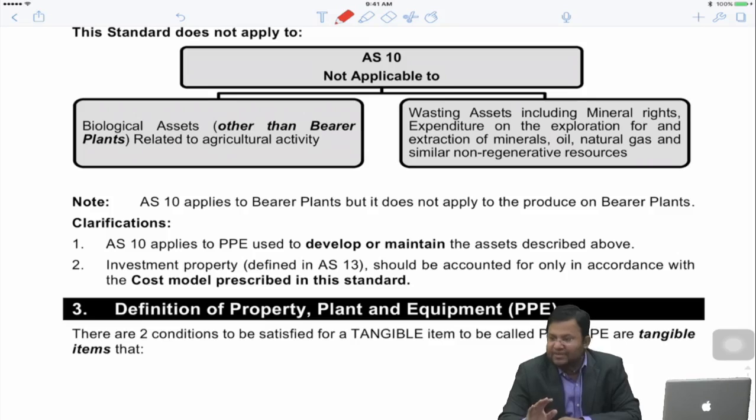So wasting assets are the assets where there are natural resources which are available in a limited quantity. बोल रहे सर, कितने साल तक चलेगा सर? Why are you taking tension? Scientists will find out the solution for that if it is over. That's why people are coming up with alternative sources of energy.